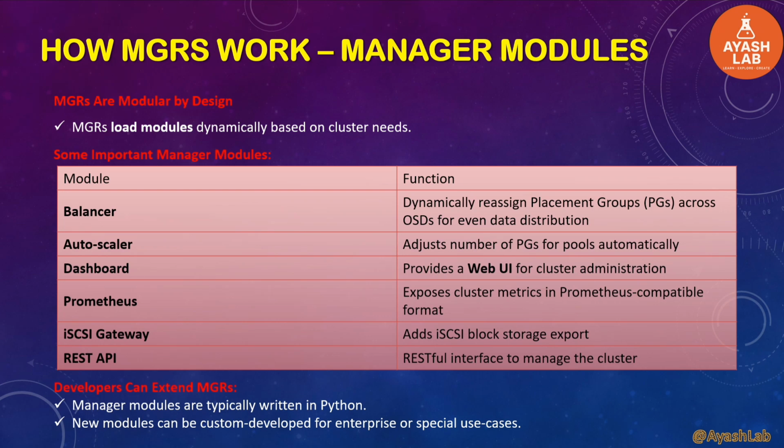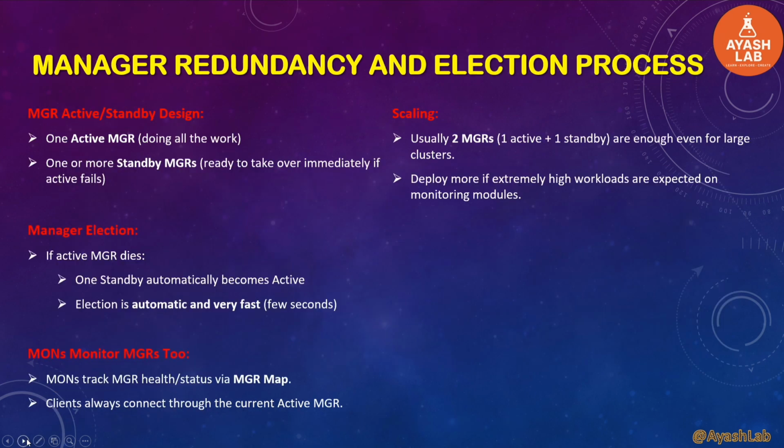Okay. So next, let's go to the next slide, that is manager redundancy and the election process. Now it is a very important part of the Ceph manager system. What happens if a manager fails? Well, Ceph handles that very smartly using redundancy and automatic elections. Let me explain how that works.